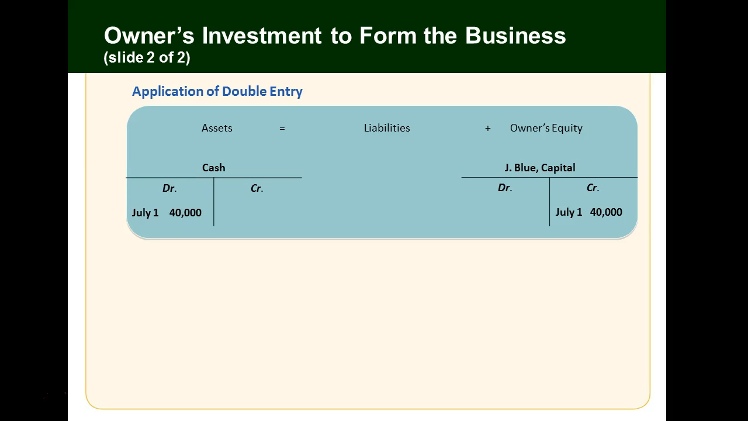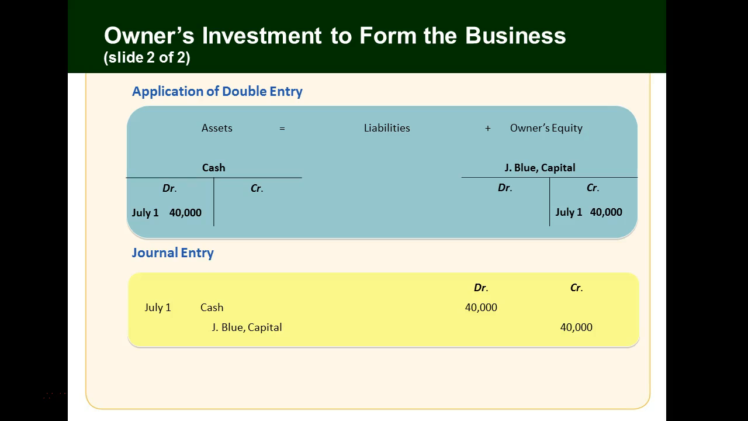So, in this example, we have a T account called asset, cash, and we have a T account called J Blue Capital. Do you see assets have to always equal liabilities plus owner's equity? Our asset here of $40,000 got increased. So guys, we have to have our debits equal our credits, don't we? Do you see how our debits of $40,000 in this case equal our credits of $40,000?